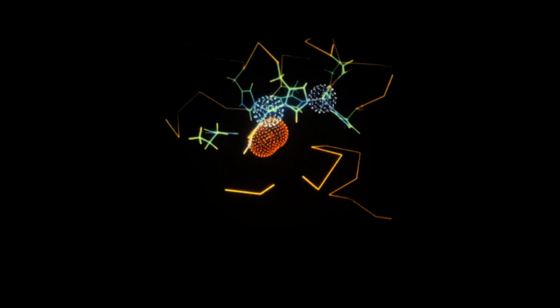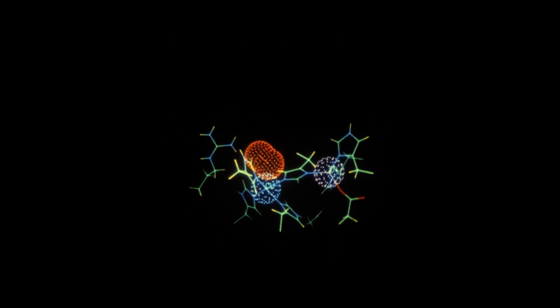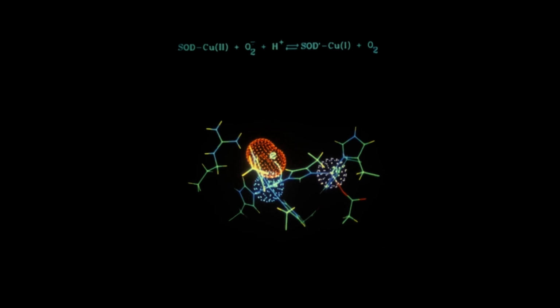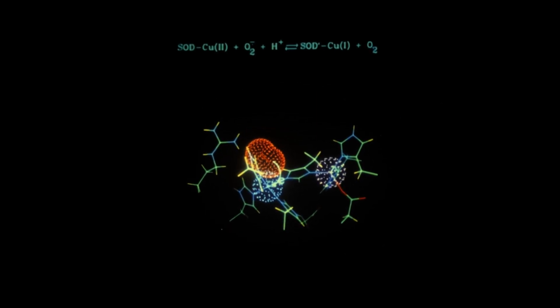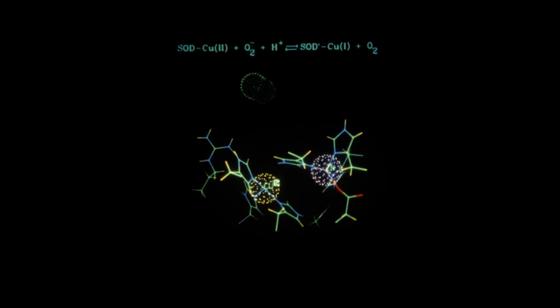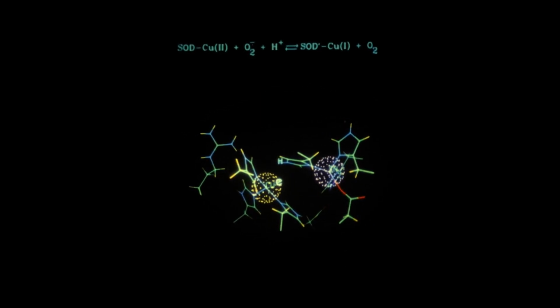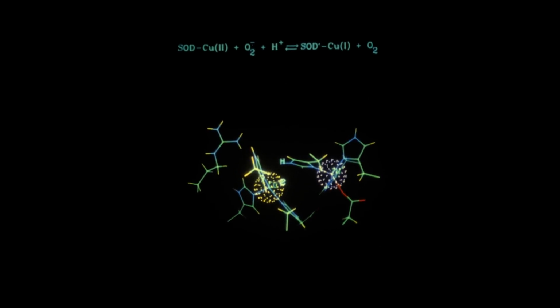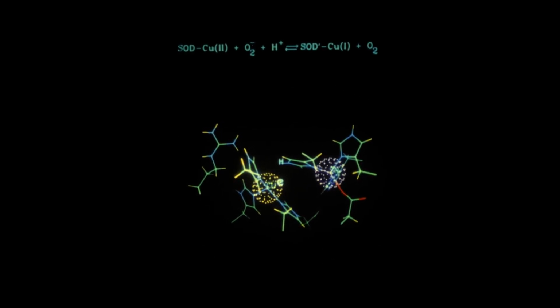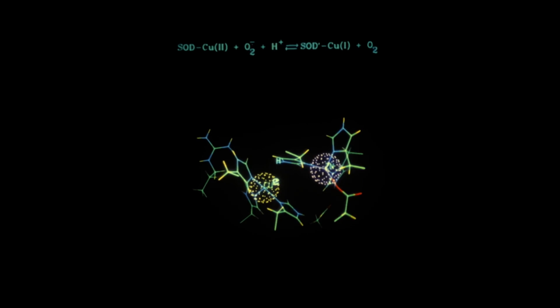The enzyme mechanism takes part in 2 steps. Here we're looking at the copper ion shown in blue and the zinc ion shown in purple. The superoxide transfers an electron to the copper in the first step of the reaction, and the bridge between the copper and the zinc, formed by a histidine ring, is broken.